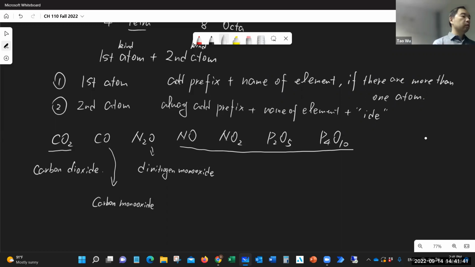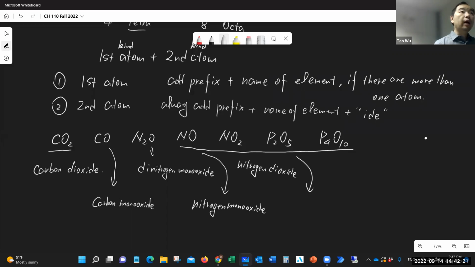The first one is called nitrogen monoxide. You don't have to write mono for the first atom. If there is just one, you don't have to write mono; you just write the name, nitrogen. Then monoxide. The second one is nitrogen dioxide.